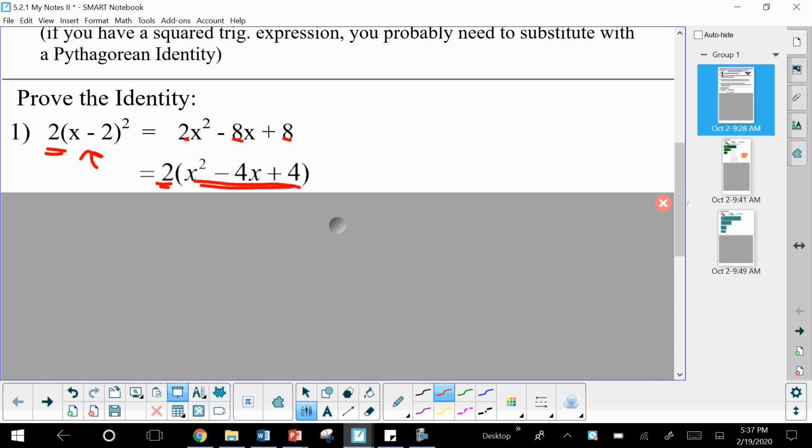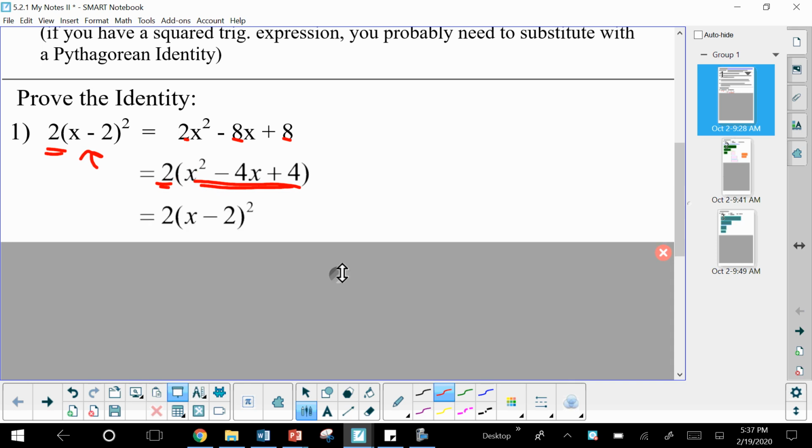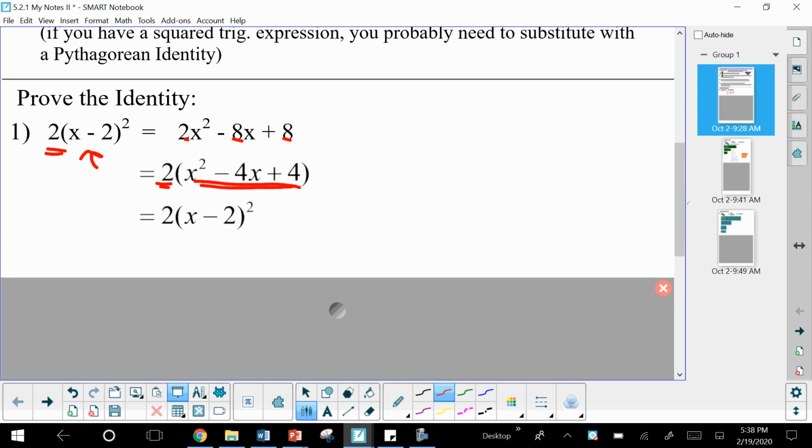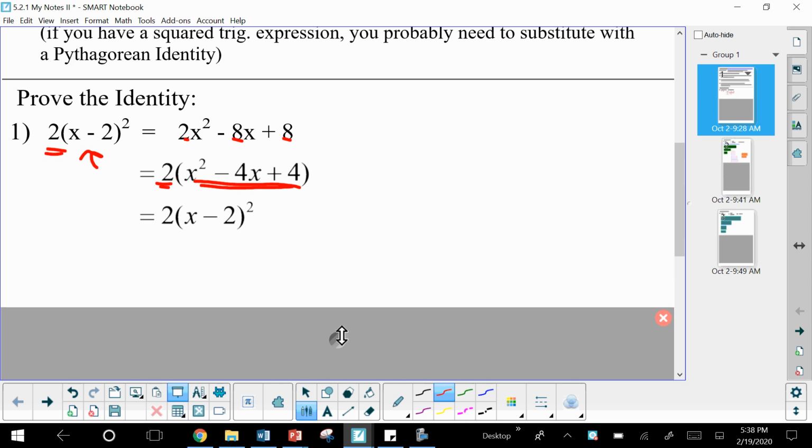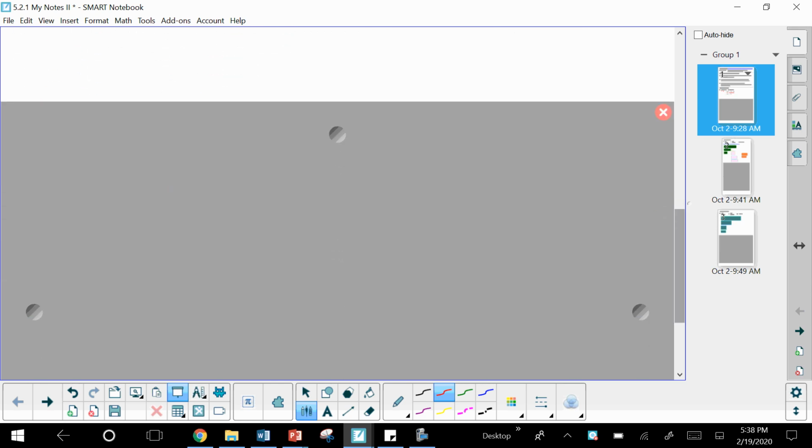And you probably recognize right away that x squared minus 4x plus 4 is a perfect square trinomial. And that, of course, factors to 2 times the quantity x minus 2 quantity squared. Now the left side looks like the right side, so I am done. So that was our first proof. The algebraic ones are usually a little bit easier for us.